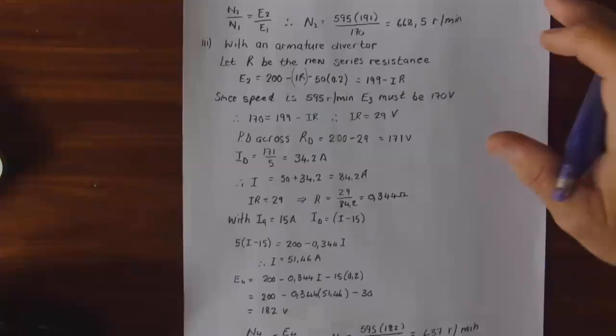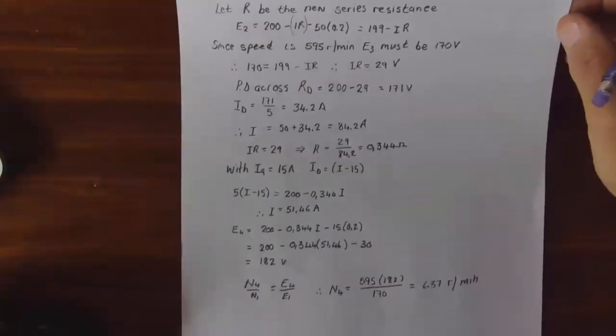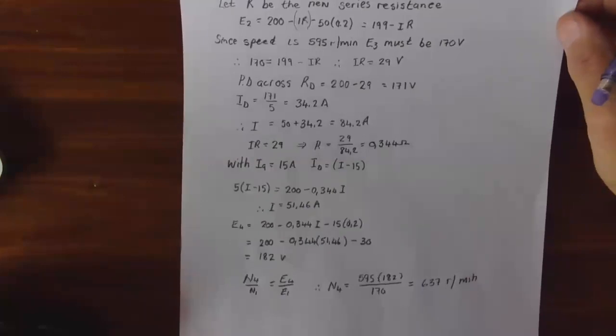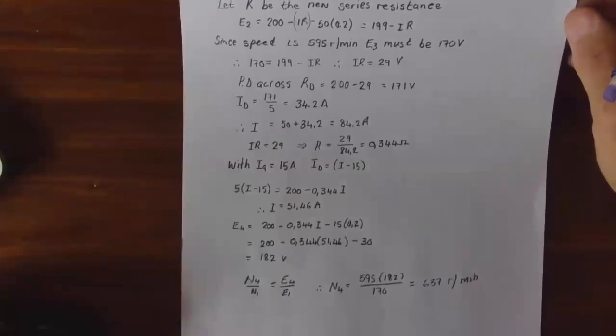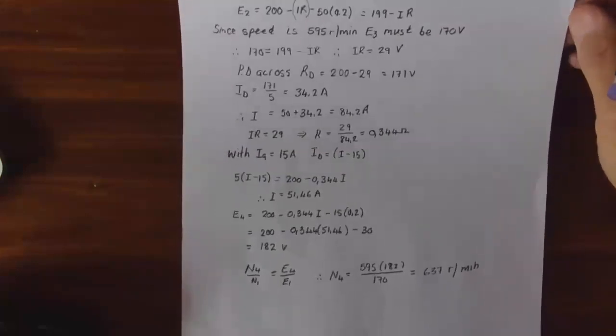So therefore, E4 is 200 minus 0.34 I minus 15 times 0.02. That gives us 182 volts. So N4 over N1 is E4 over E1, and that gives us a value of 637 revs per minute.